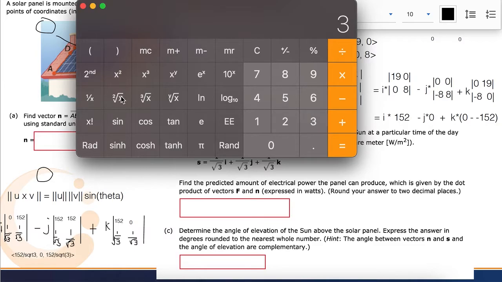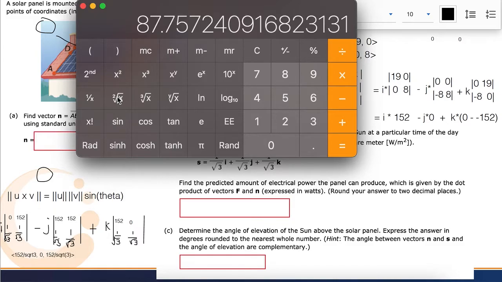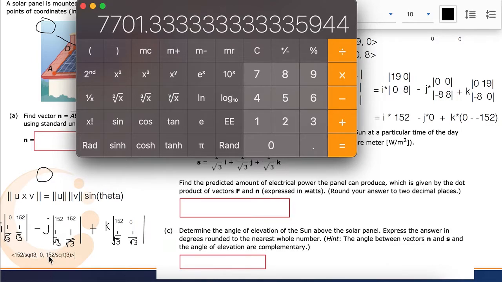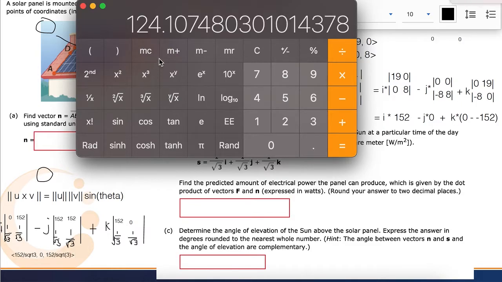So here's the square root of 3. Then we do 152 divided by the square root of 3, and then we have to square that and add it to itself. So I'm just going to times 2. All I'm doing right now is calculating the magnitude of the cross product of u and v, and then we need to take a square root. The cross product of u and v gives us 124.107. Let's write that down.